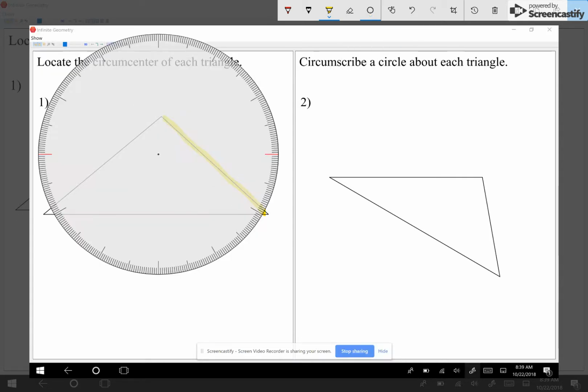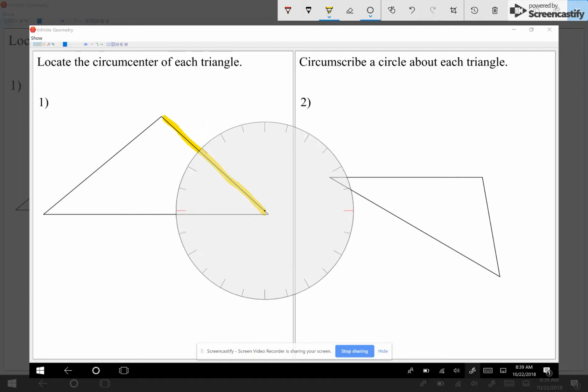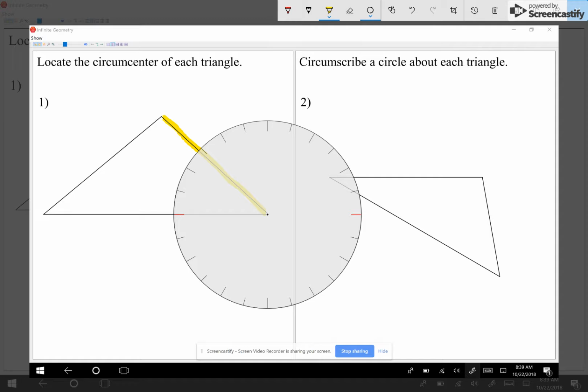I'm going to grab my compass. I'm going to center it at one end of the segment, and I'm going to make sure my arc, my pencil, goes past the middle. All I want to do is cross this segment at 90 degrees through the middle, so I have to do an arc on each side of the segment.